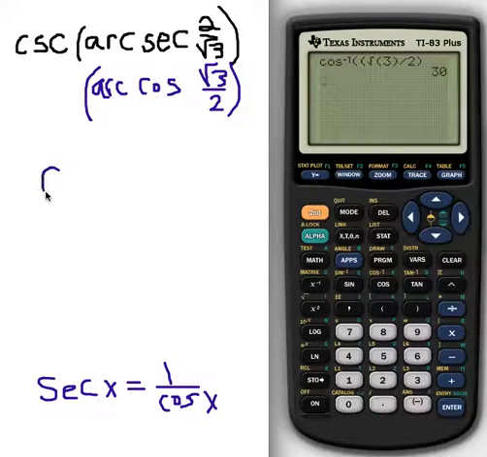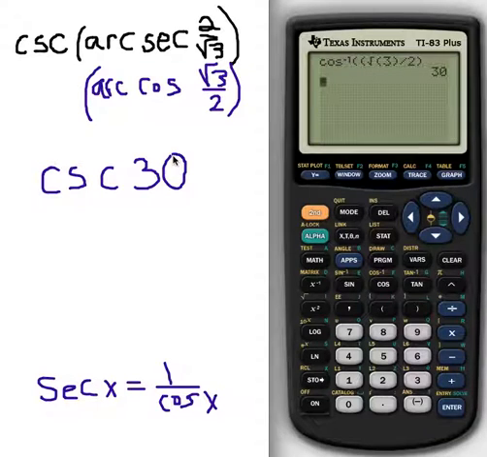So now our problem simplifies to cosecant of 30 degrees. So we need to figure out the cosecant of a 30-degree angle. You can do this without your calculator with your 30, 60, 90 ratios and your unit circle, but let's just show you how to do it on the calculator for this example.